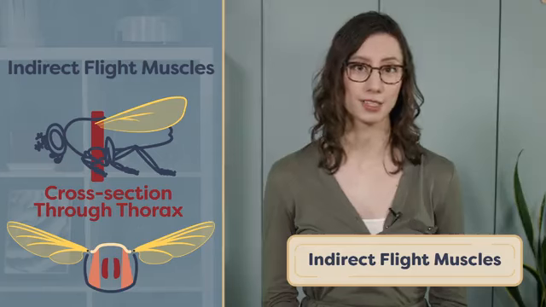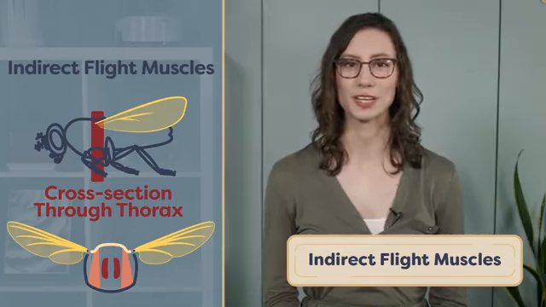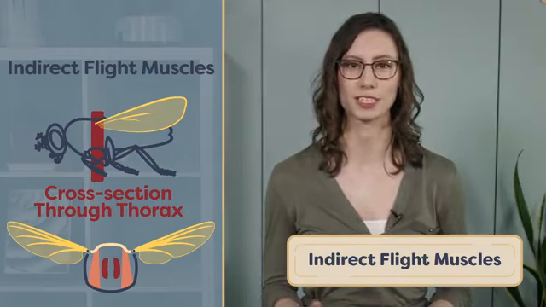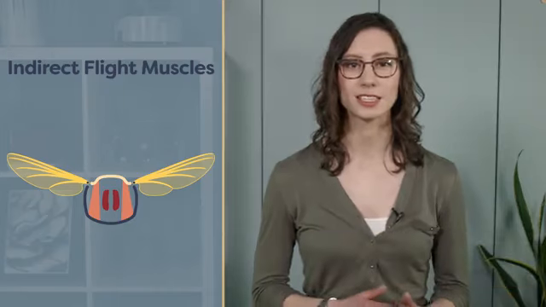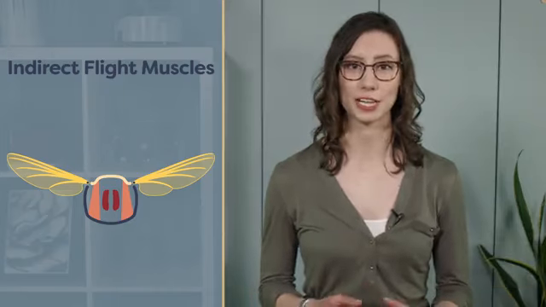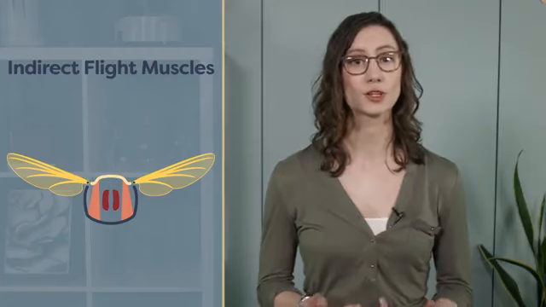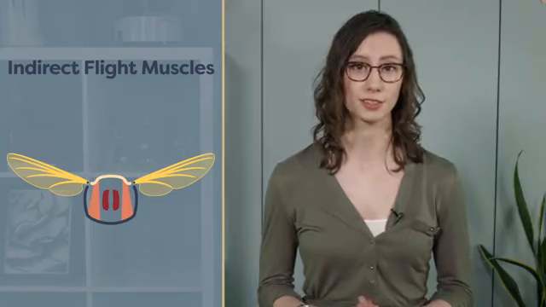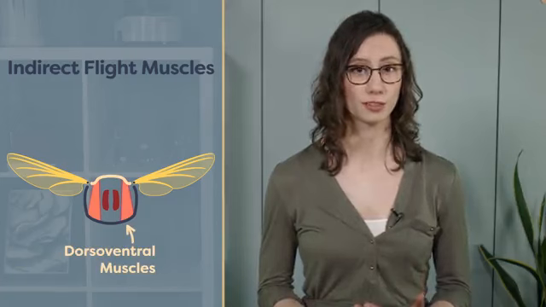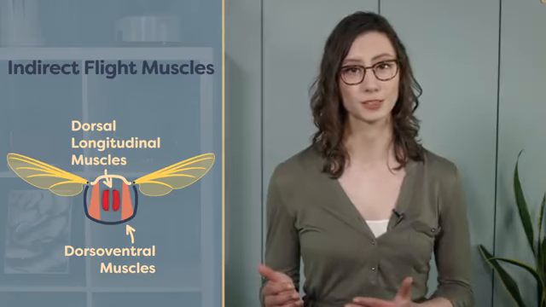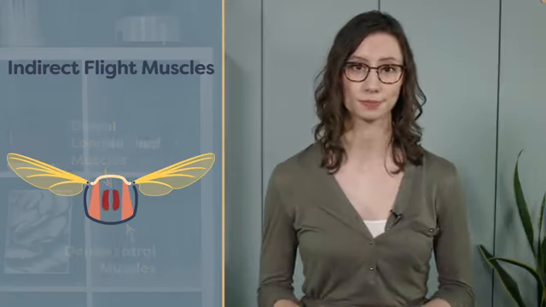Most insects power flight using indirect flight muscles. In this case, the wings move because of changes in the shape of the thorax and not because of contraction of muscles attached to sclerites. This is because indirect flight muscles are attached to ridges within the thoracic exoskeleton rather than directly to the bases of the wings. There are two groups of indirect flight muscles: the dorsoventral muscles, which generate the upstroke, and the dorsal longitudinal muscles, which create the downstroke.